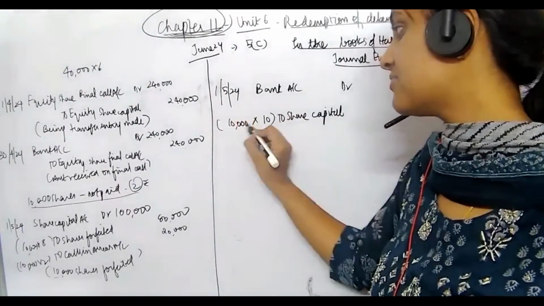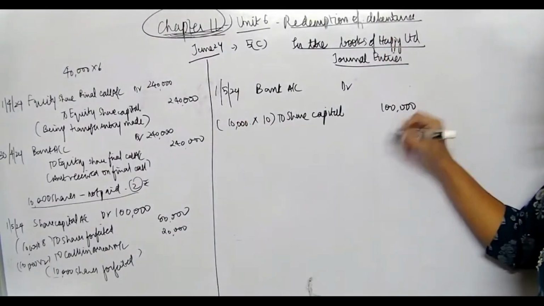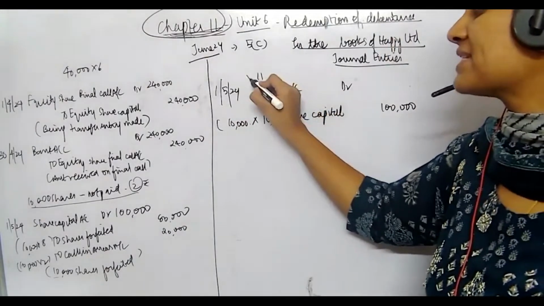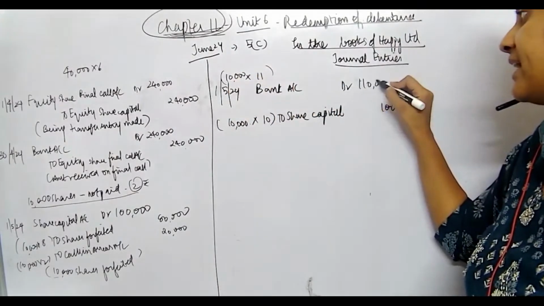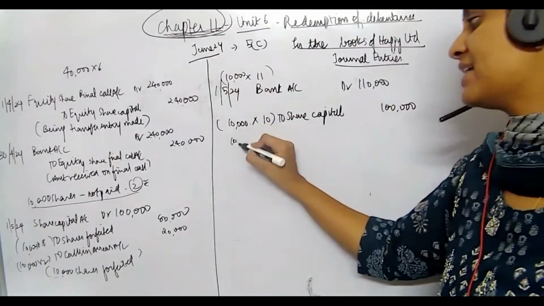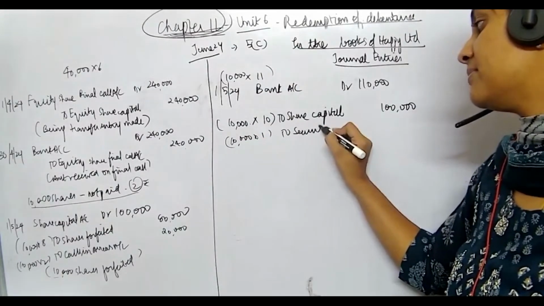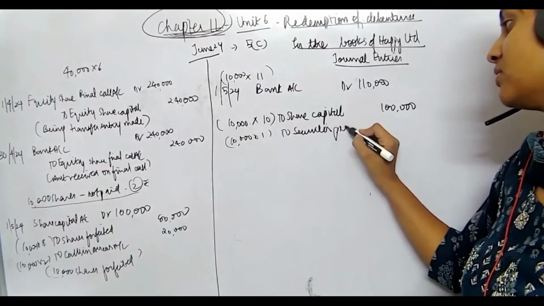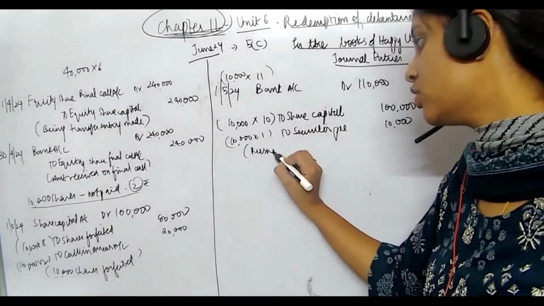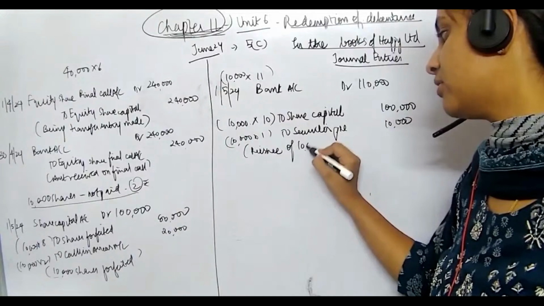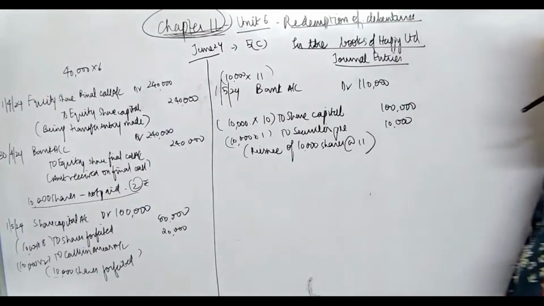But what is the face value? 10 rupees. So 1 lakh is the value of the reissue. But at what rupees have I reissued? At 11 rupees I have reissued. So 1 lakh 10,000 I have got. So the excess of 1 rupee is securities premium. How much is it? Securities premium of 10,000. So this is the reissue narration, very important: of 10,000 shares at 11 rupees per share.